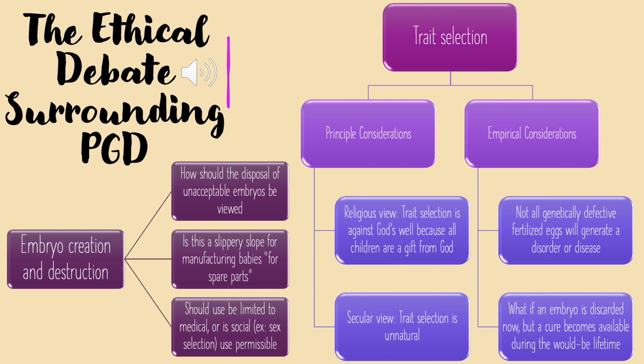And some people will bring up that not all genetically defective fertilized eggs will generate a disorder or a disease. And you see this a lot with recessive traits, where both parents would have had to have the gene for the trait to develop. And also, even though somebody is genetically predisposed to something, doesn't mean it's going to generate an outcome. And a really simple example I can give you is myself.